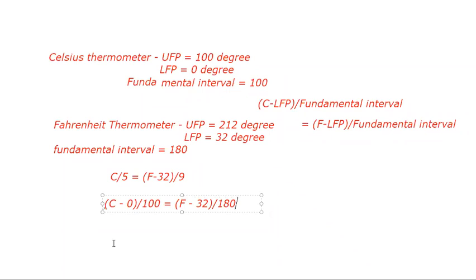Now you can take any thermometer, right? If you know the value of the upper fixed point and the lower fixed point, you can easily find out the temperature in that scale if you know the value of the temperature in Celsius scale or in Fahrenheit scale. Understood? Am I clear to everybody or not? Yes, sir.